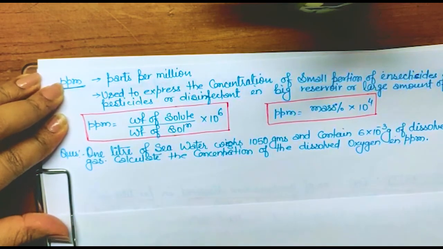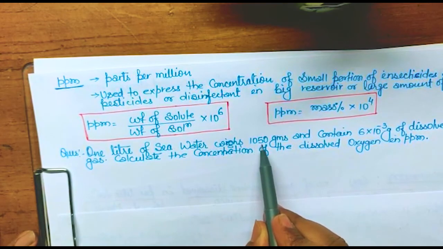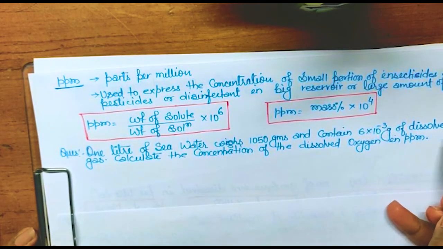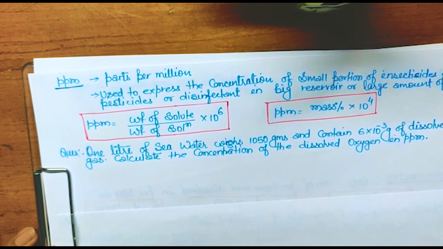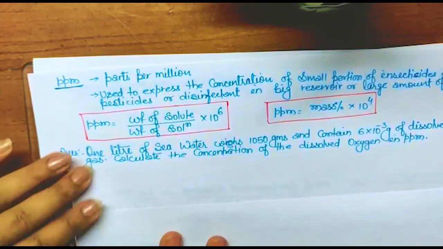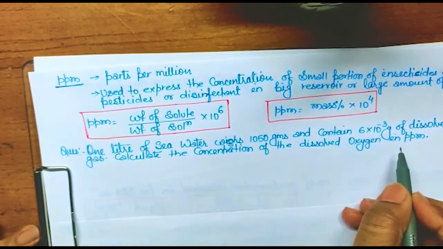Question is given over here. 1 liter of sea water weighs 1050 grams and contains 6 into 10 to the power minus 3 gram of dissolved oxygen gas. There is only one question in your NCERT also on this ppm, and one question I am giving here. So you have to find the concentration of the dissolved oxygen in ppm.